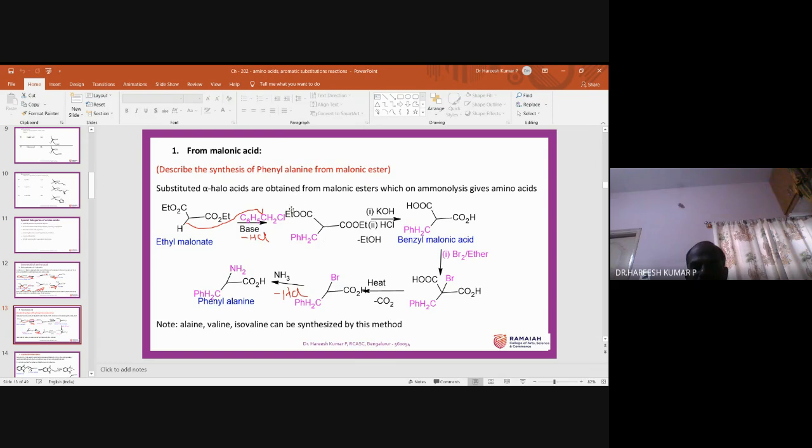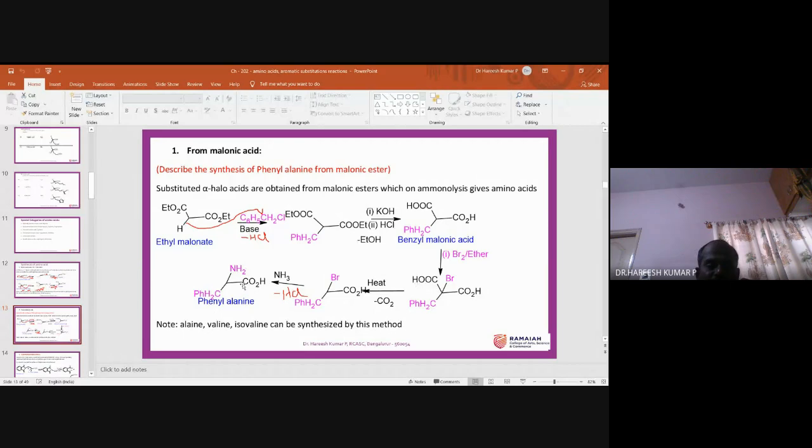On hydrolysis of this compound, the ester is converted into acid. Then bromination: this particular carbon now contains a proton, and that proton is brominated, so the alpha bromo compound is obtained. This compound is an acid, more particularly having two carboxylic acid groups attached to the same carbon atom. Such compounds on heating undergo decarboxylation, so CO2 will go out. This bond pair picks up this proton. That is how phenylalanine is obtained.